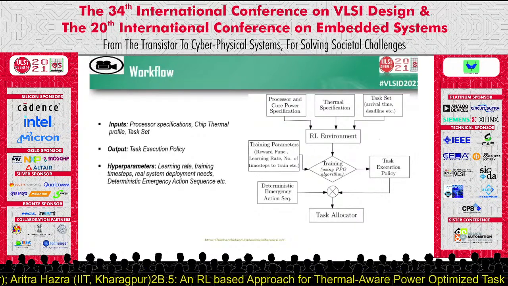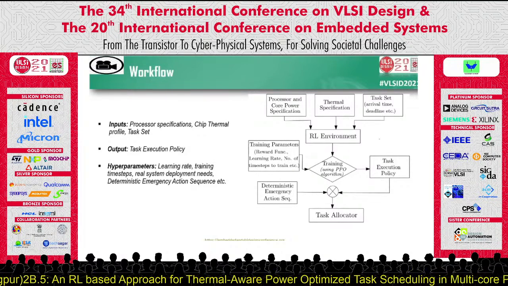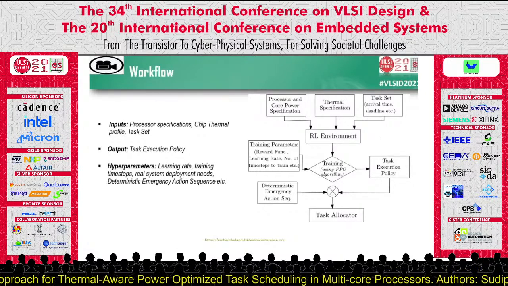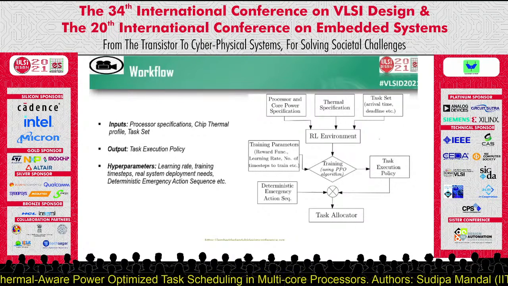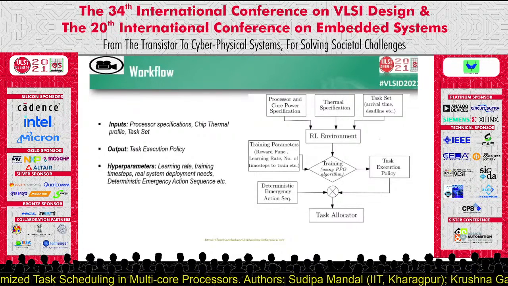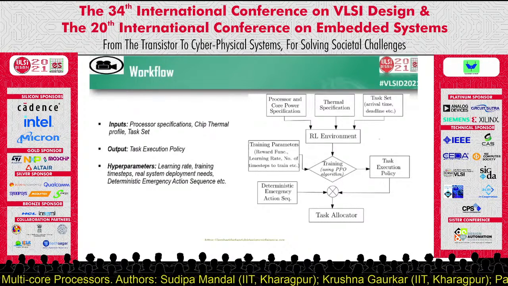However, at times a state can be reached which is an unknown state for task execution. For example, if the chip temperature rises above its recommended safety limit. In such cases, a deterministic emergency action sequence is to be kept to bring back the system to a known safe state.